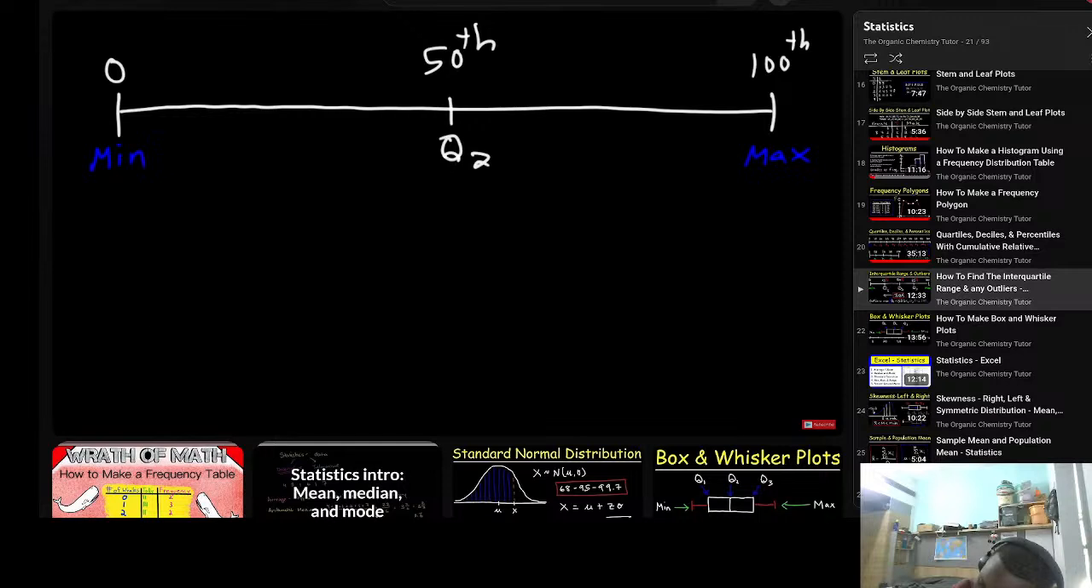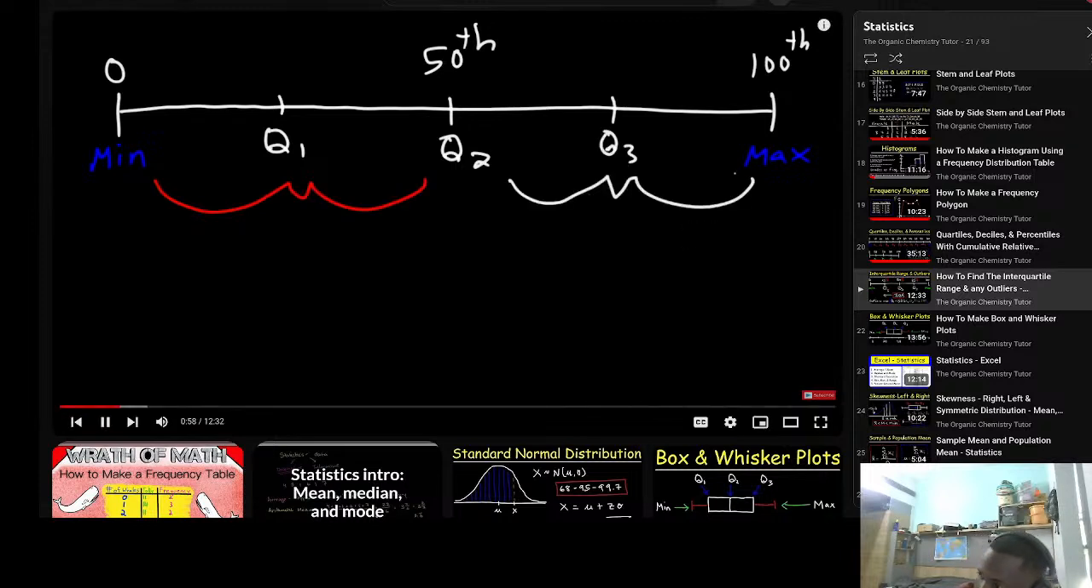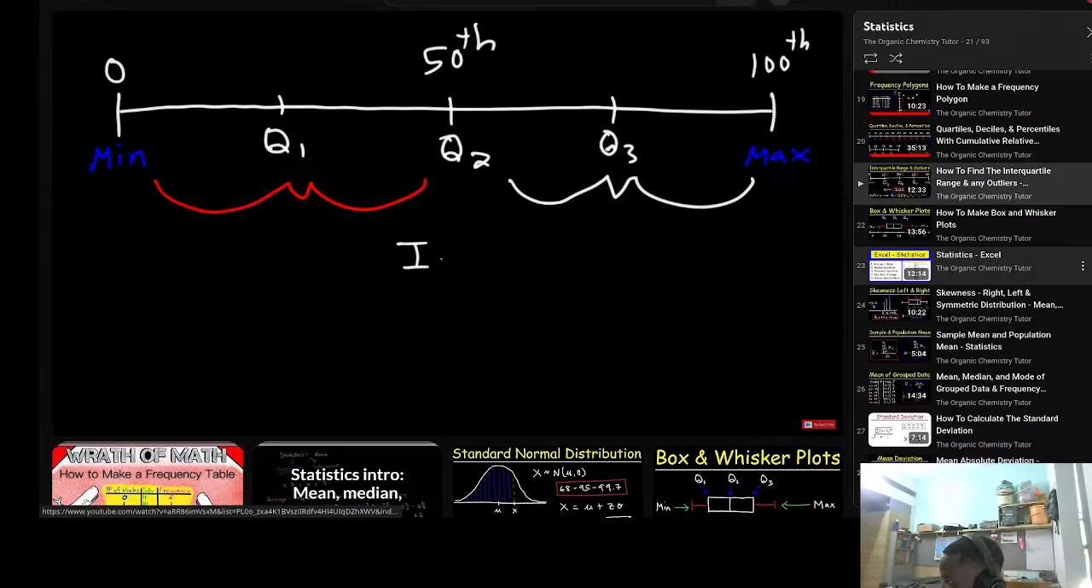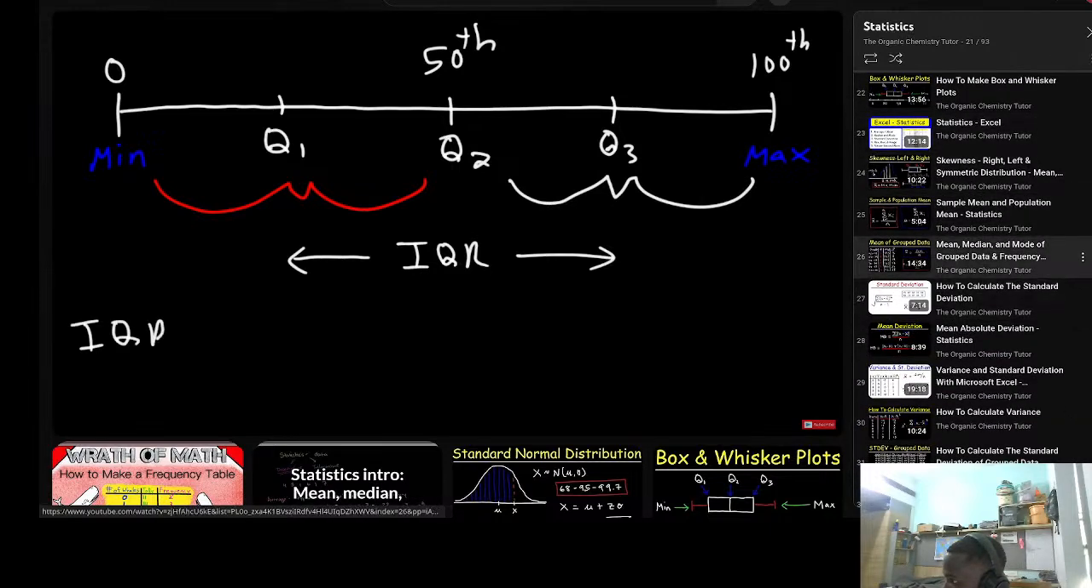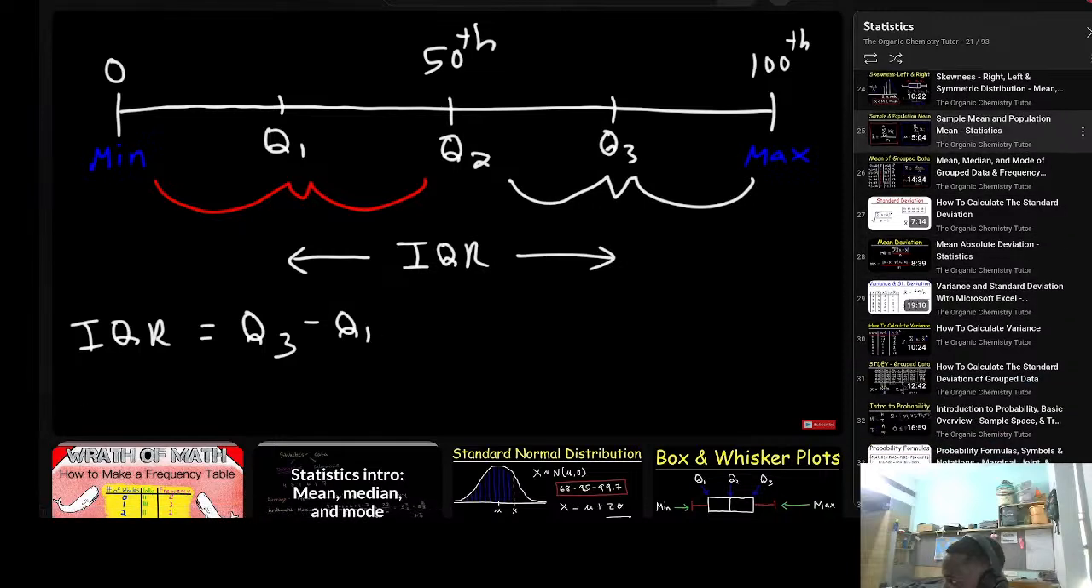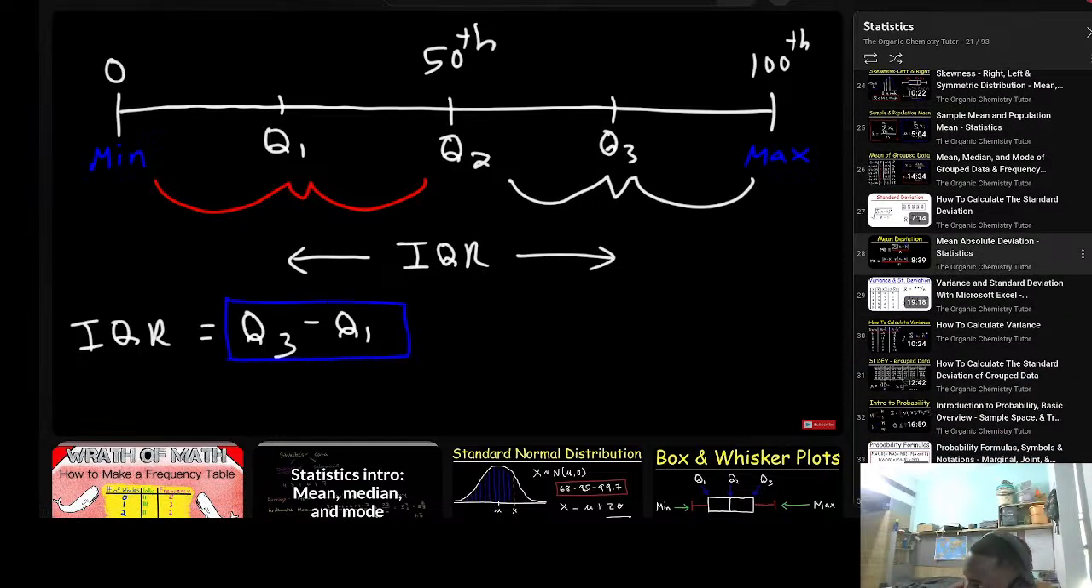Now, Q1 is going to be the median of the lower half of the data, and Q3 is the median of the upper half. That's how you can find the 3 quartiles. The interquartile range represents the middle 50% of the data. IQR is the difference between the 3rd quartile and the 1st quartile. And so that's how you find it. By the way, Q1 represents the 25th percentile, and Q3 represents the 75th percentile.